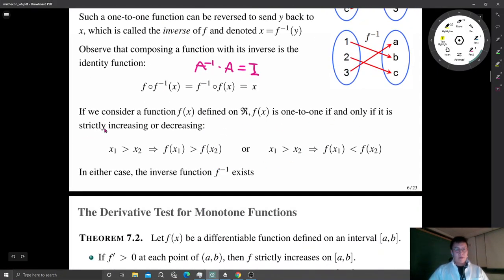So the way to define an increasing function is whenever we have a higher input, so x1 is higher than x2, the output is also higher. And we say f is increasing. If the inequality is reversed, we say the function is decreasing. But in either case, the inverse function exists. In either case the function will be a one-to-one function. So the inverse function exists.